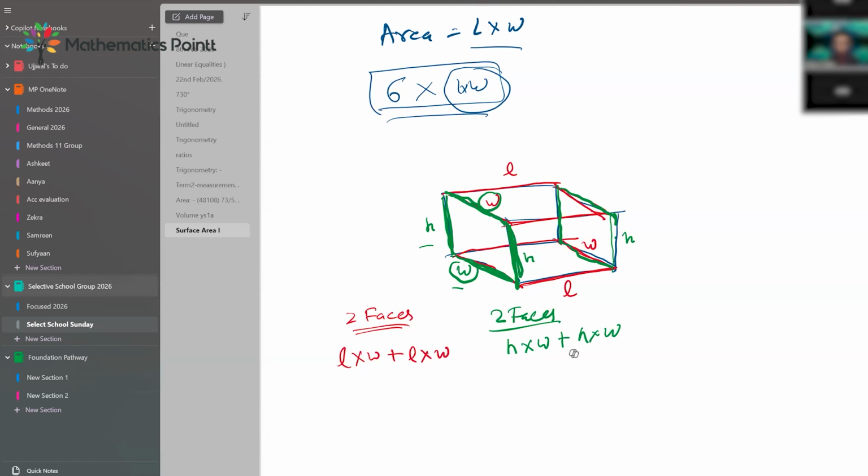Now, last but not the least, let me take these faces here. This face, which would be probably this face here, this face here. The face that is in blue, the two faces, the front face and the face right at the back.